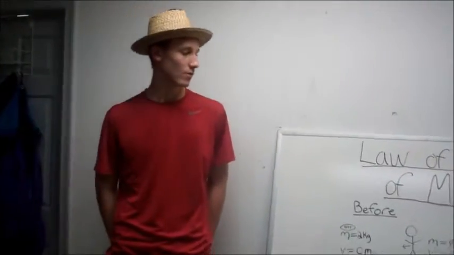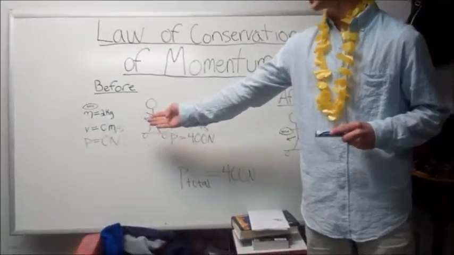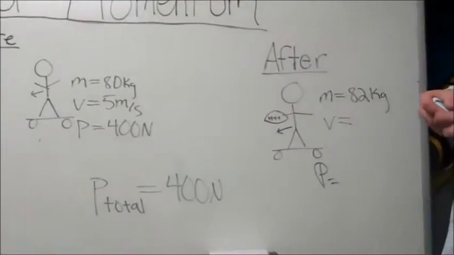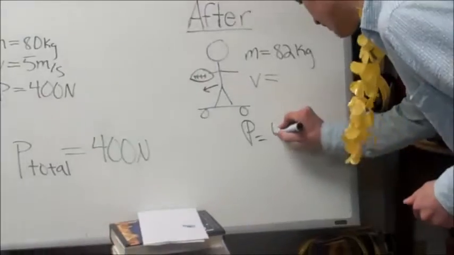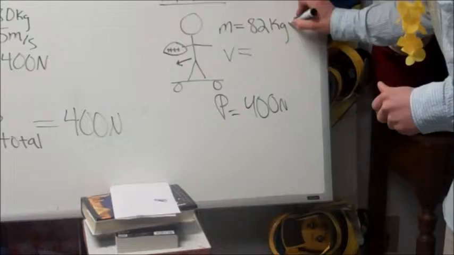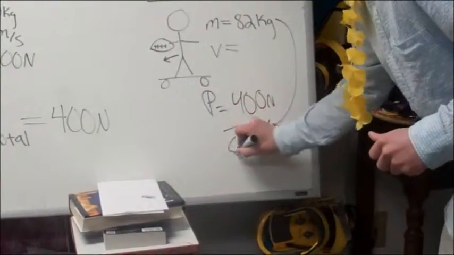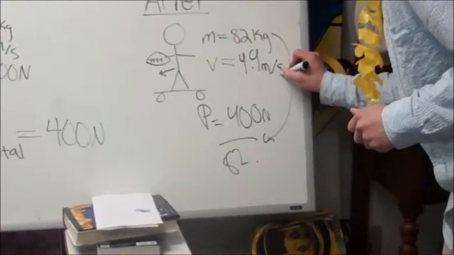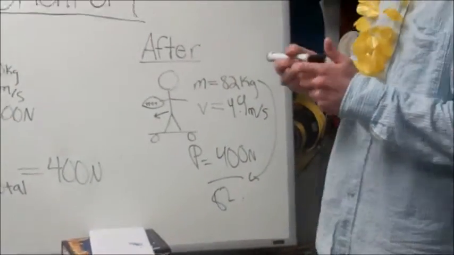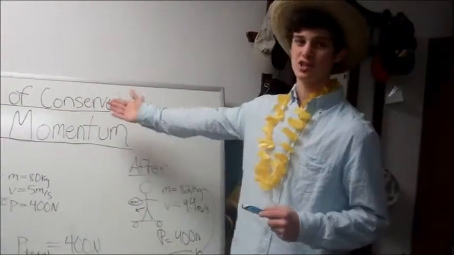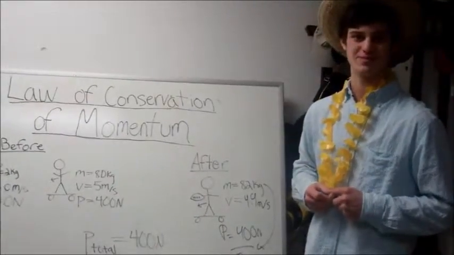That was another example of an inelastic collision. The momentum of the football is 0 newtons, and the momentum of the man on the skateboard is 400 newtons. So, after, the momentum will also be 400 newtons. Then you can find the velocity by dividing by the mass, and you get 4.9 meters per second for the velocity. This is an example of how momentum is conserved before and after, thus proving the law of conservation of momentum.